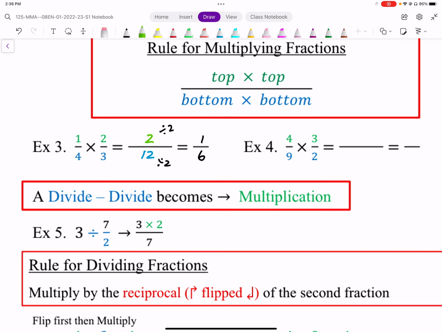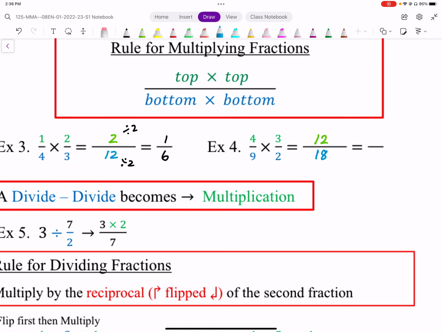Same thing here, top times top, we get 12 on top. Bottom times bottom, we get 18 on bottom. There is a common factor of 6. So we're going to divide by 6, and we get 2/3. So 12 out of 18 is the same as 2 divided by 3.